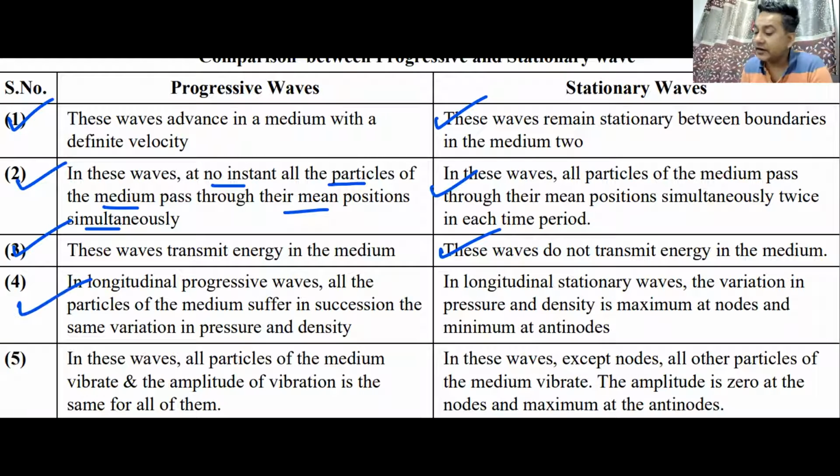All particles have different pressures and different intensities at different points at different times. Remember here, intensity is fixed. At node it is 0 and at antinode it is maximum. Here particles are vibrating with the same amplitude in progressive wave. In stationary wave, the amplitudes are different. Do we understand this? Please note this down while I give you 2 minutes.